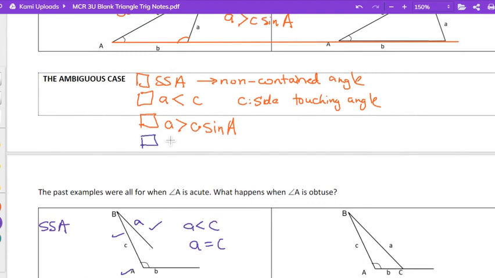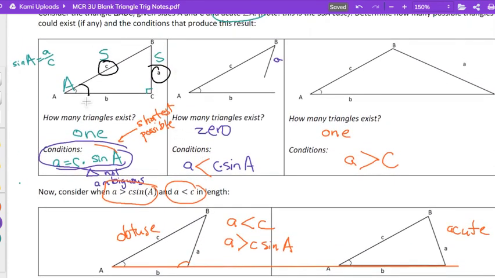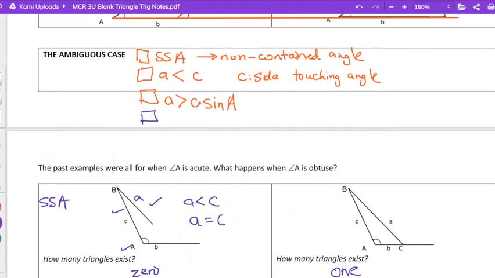So how about a right triangle? Can we have an ambiguous case for a right triangle? No. So the triangle must be what type of triangle?